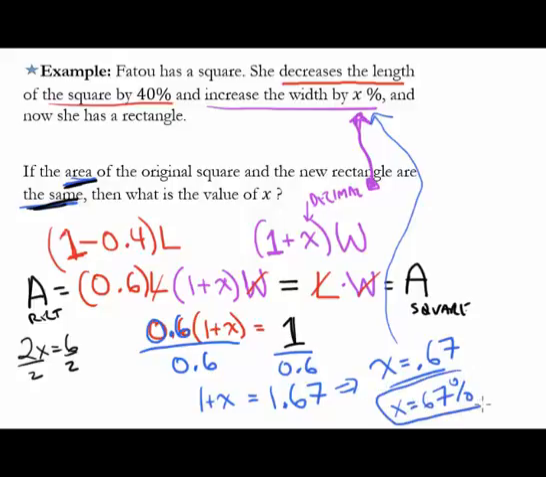67%. And that's what I meant earlier when I said that when we get this thing as a decimal, we're going to have to convert it back into a percent here. So 67% increase. So that's kind of strange. You would think that if you decrease the length of the square by 40, you should increase the width by 40, plus 40, minus 40, right? But in fact, it turns out you would have to increase the width by 67%.